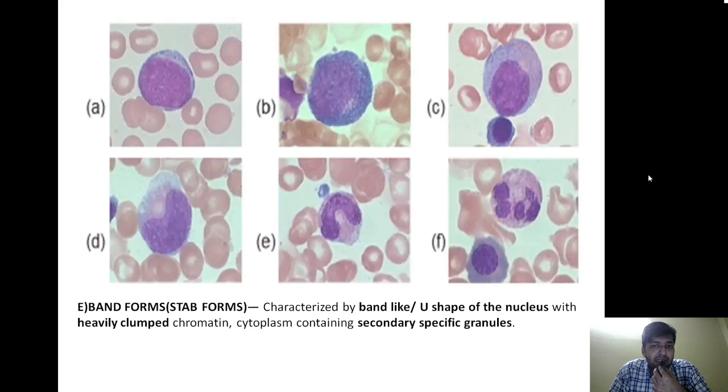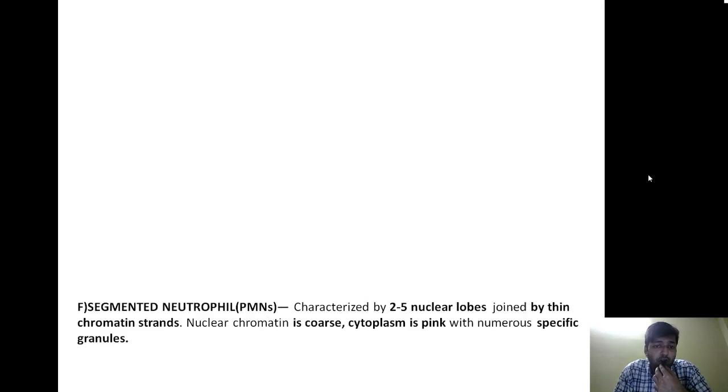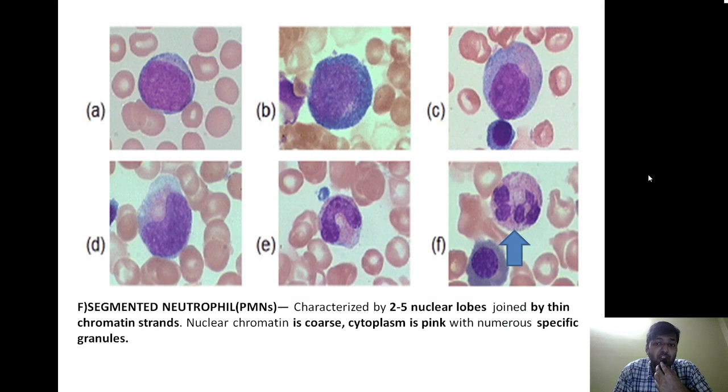This is followed by the band form, where the indentation of the nucleus is more than half the diameter of the nucleus, and they contain secondary granules. That is followed by the formation of mature neutrophils, which is having subdivided nuclear lobes joined by thin chromatin strands, with a coarse chromatin, pink cytoplasm containing numerous specific granules.